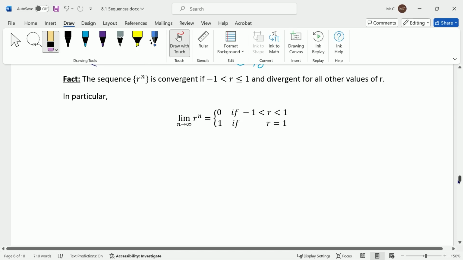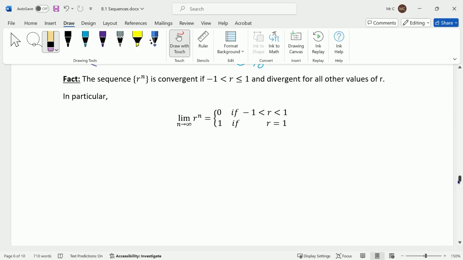Fact: the sequence r to the n power is convergent if r is greater than -1 and less than or equal to 1, and divergent for all other values of r. In particular, the limit as n goes to infinity of r to the n is 0 if r is between -1 and 1, and 1 if r is 1. So let's go ahead and break this down and see why this is true.